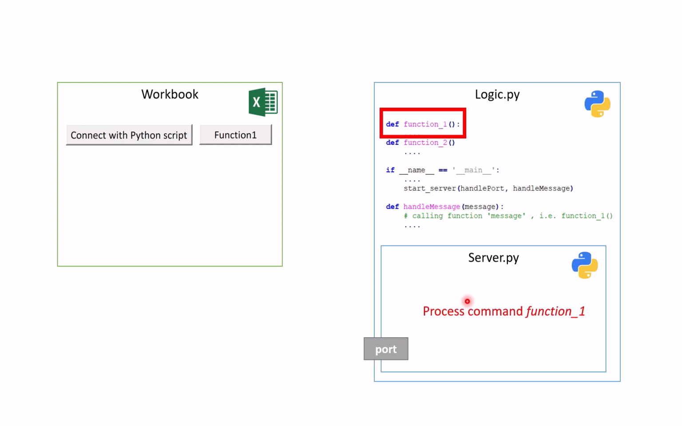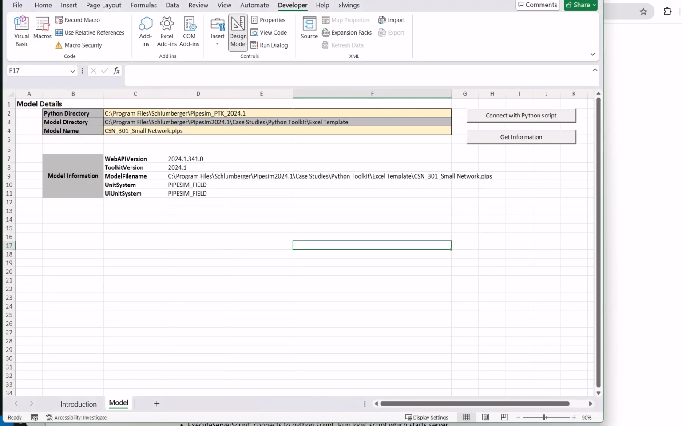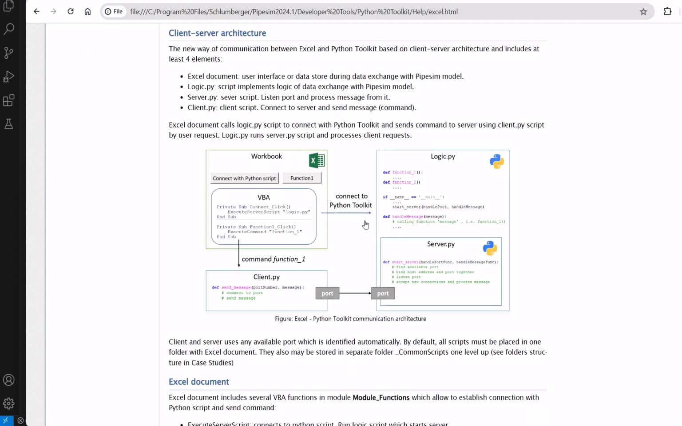Once the command is received by the server, the client is closed, and the server processes the command and runs this command if the command exists inside the logic.py. So let's go back to the Excel template. I will close this example, and I'd like to change it. So we'll go back to the Excel templates.